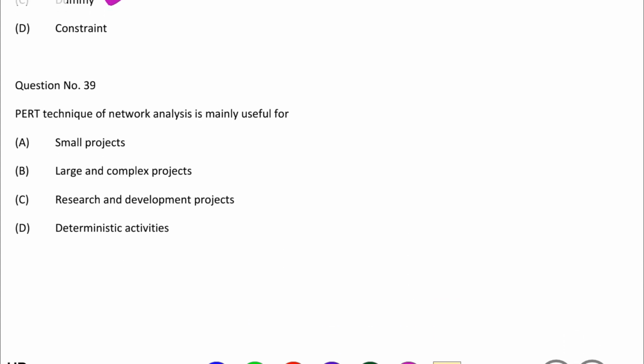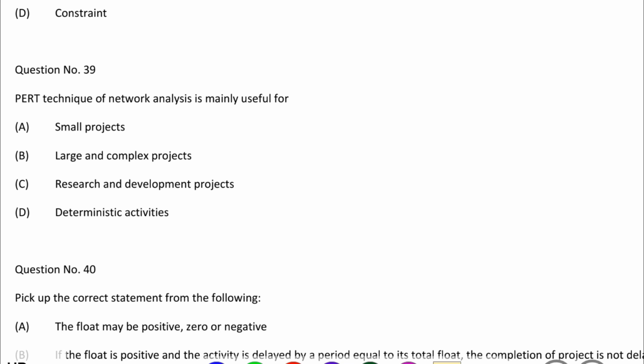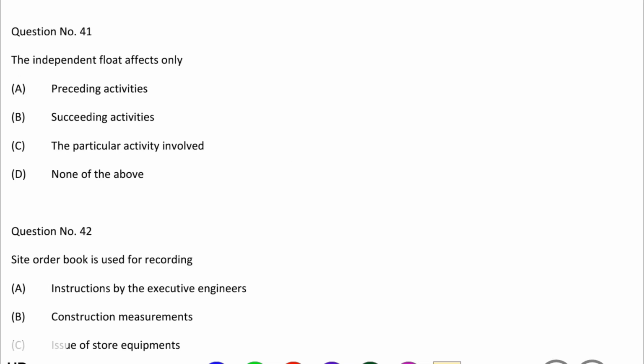So next question, the PERT technique of network analysis is mainly useful for option A, small project, option B, large and complex project, option C, research and development project, option D, deterministic activities. So the correct answer is option C, research and development project. So next question, the independent float affects only option A, preceding activity, option B, succeeding activity, option C, particular activity involved, option D, none of the above. So the correct answer is option C, particular activity involved.